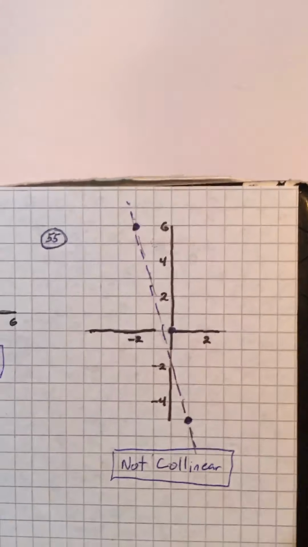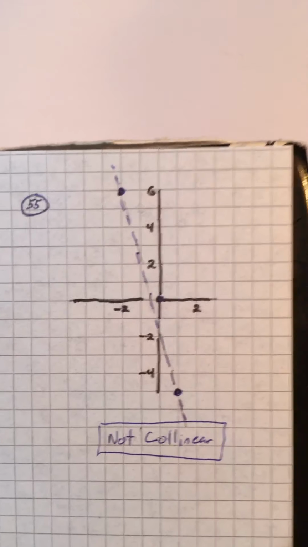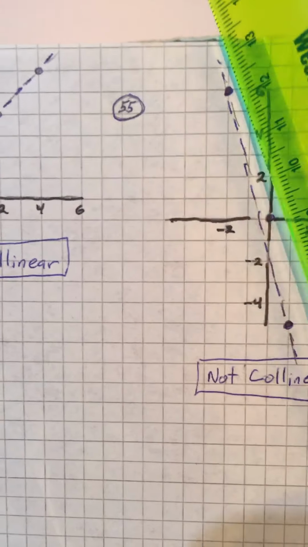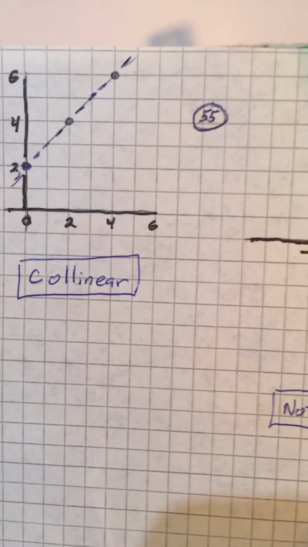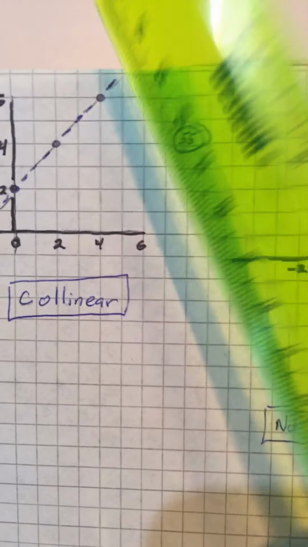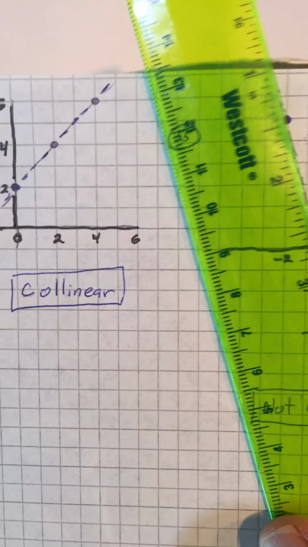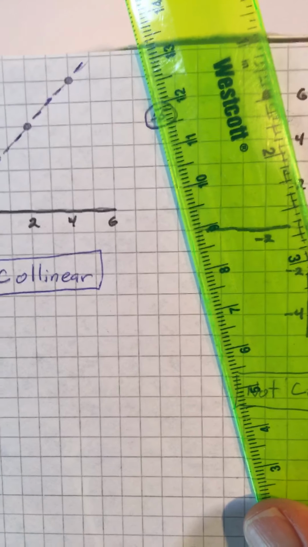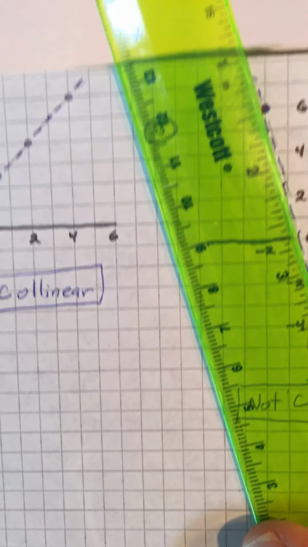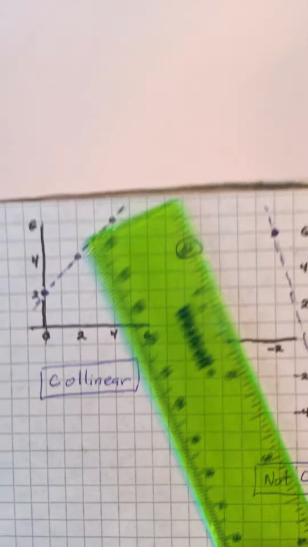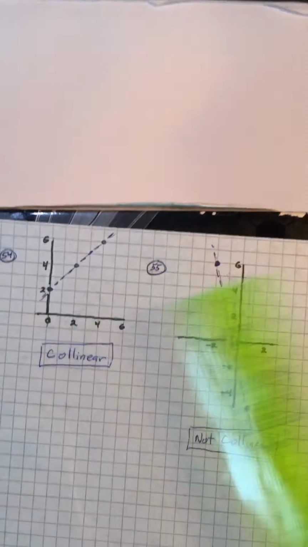For the last one, though, number 55, in this case, the point in the middle, 0, 0, does not match the other 2 points. It's a little bit off. And in fact, for that to be on the line, the line would have to go like that instead. So that is not collinear, those 3 points.